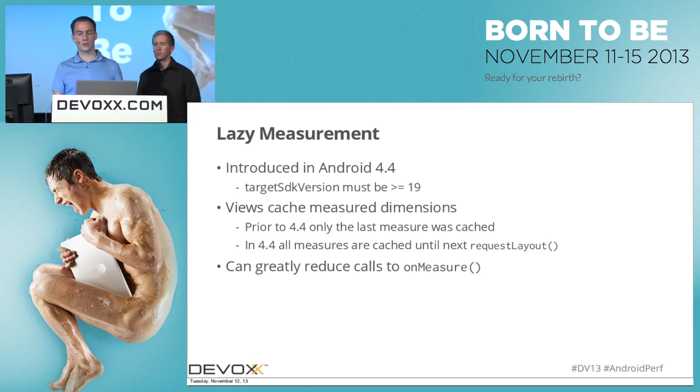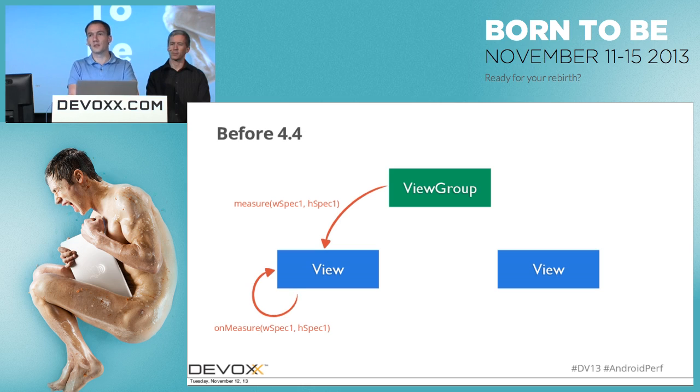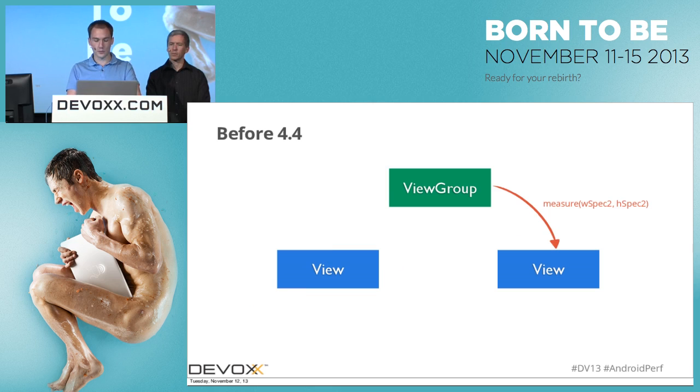Before Android 4.4, this is how measurement worked. We have a view group and two children. When the view group needs to measure itself, it first measures the first child, calling the measure method on that view. That child calls onMeasure on itself, which is the method you usually override if you want to do custom measurements. Finally, the child sends the measure dimensions back to the parent view group. Then the view group measures the second child, which calls onMeasure on itself and sets the second set of measure dimensions. Now, if one of the children calls request layout, the view group has to remeasure all the children.